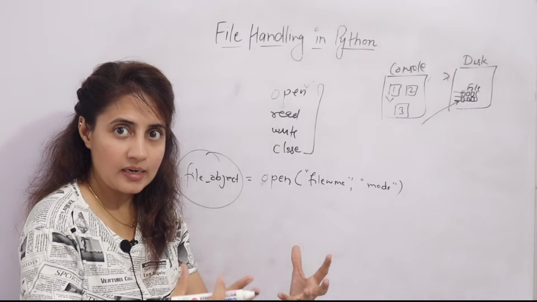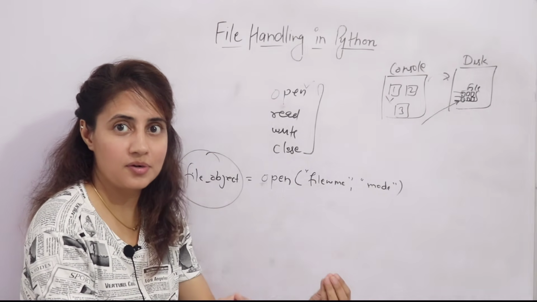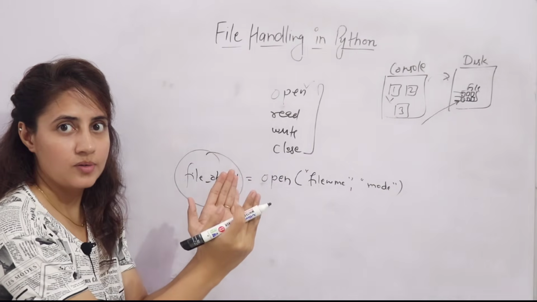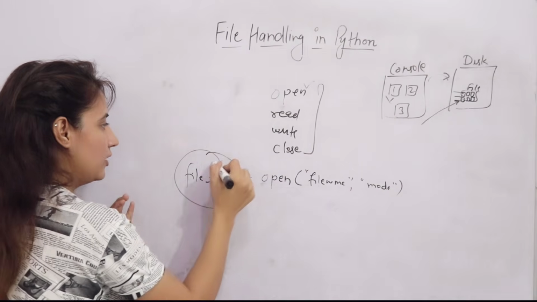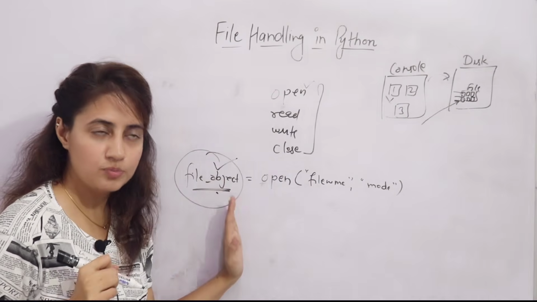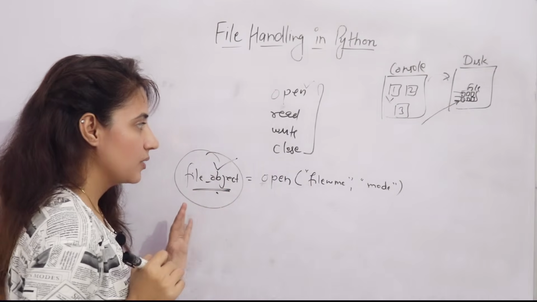So this file handler or the file pointer is very important. Whenever you open this file, this open function will return that pointer. Further, if you read or write, then we will do all the things with this pointer or this file object, or you can say with this file handler.